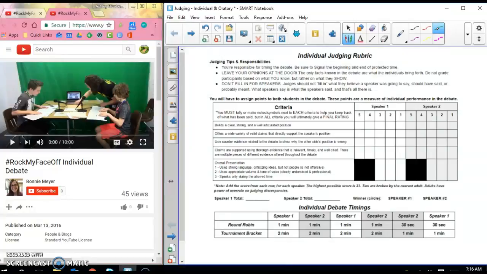So again, like I told you before, where my speaker is, I would probably write their code or their name over here. And then next to my criteria, I'm going to have S1 and S2 so that I can track on either side how they are doing. Let's listen in.